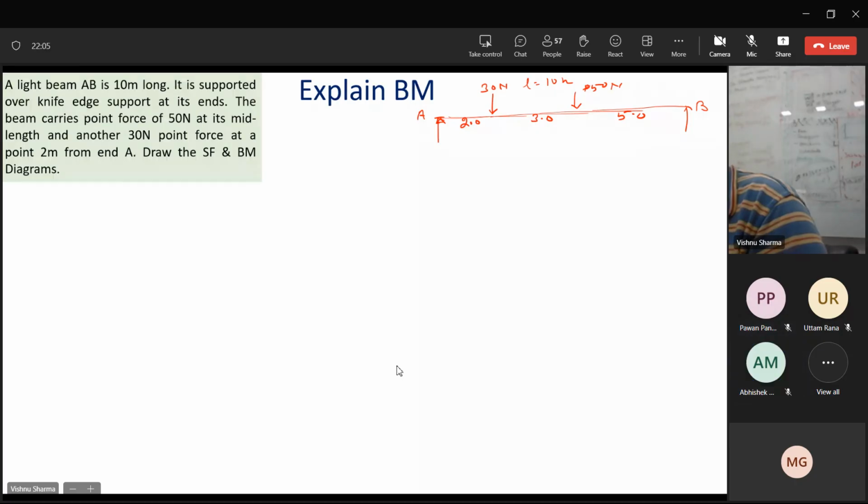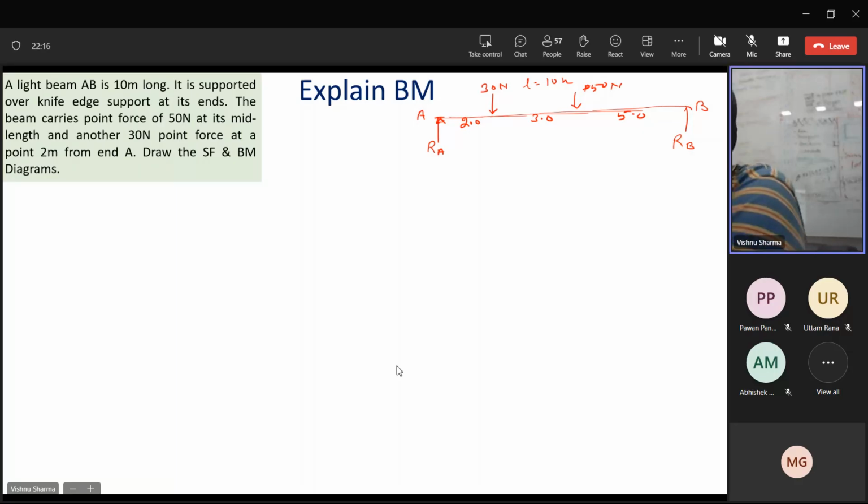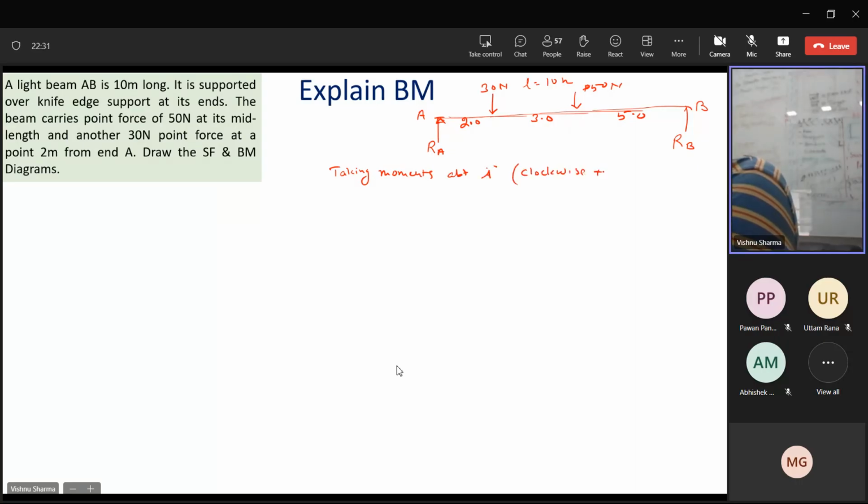Yes, sir. Okay. Next step is we'll calculate the reactions and I'll do that. Let this reaction be RA, this reaction be RB. We'll take moments about A as we did yesterday. So taking moments about A, clockwise positive, anti-clockwise negative. We have four forces, so I'll say RA into 0.